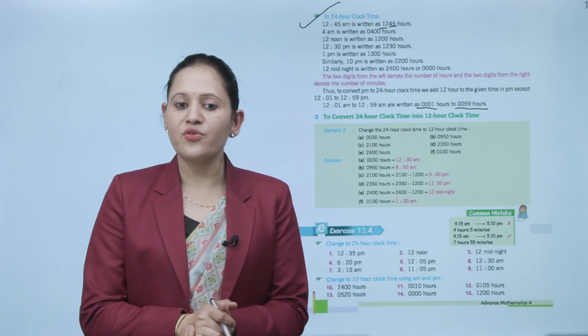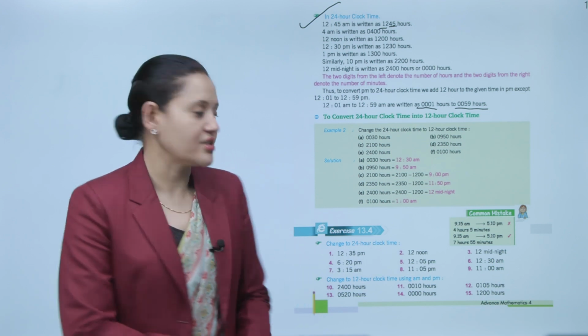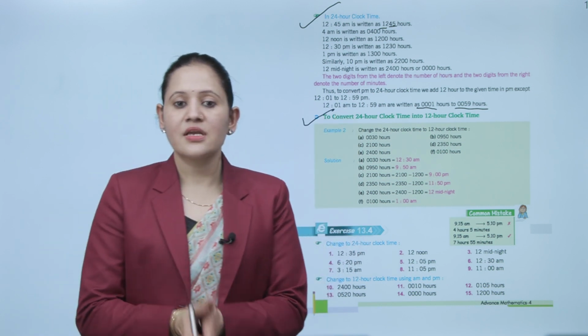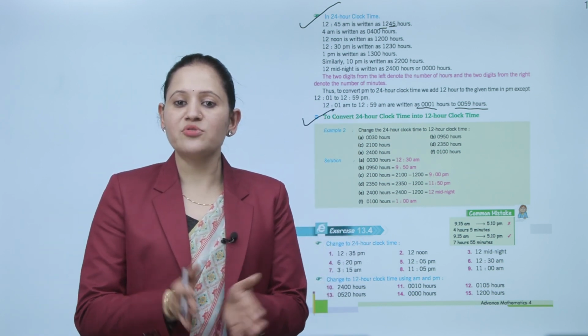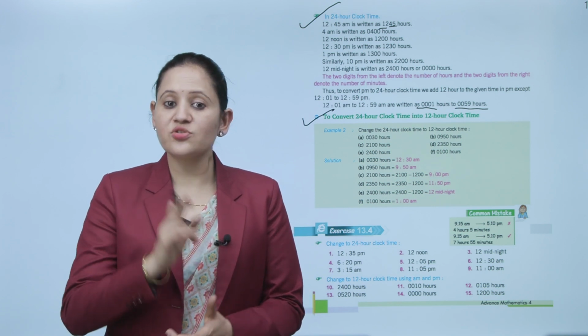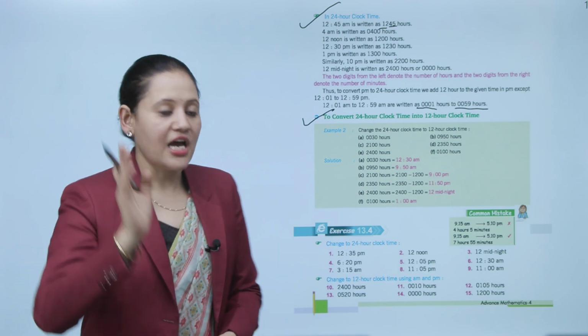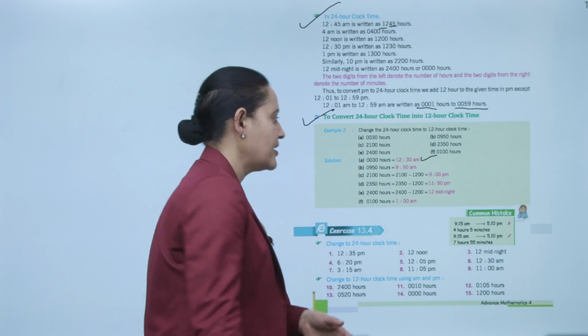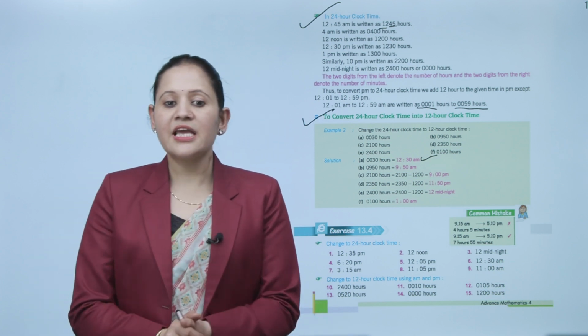Next, to convert 24 hour clock time into 12 hour clock time, change the 24 hour clock time to 12 hour clock time. 0030 hours. 00 means 12 o'clock midnight, and so 12:30 a.m. Clear?